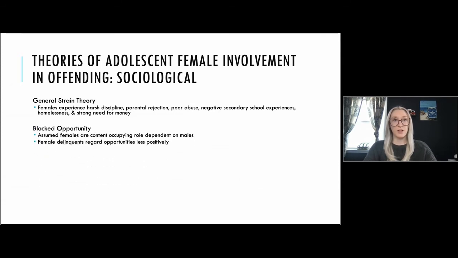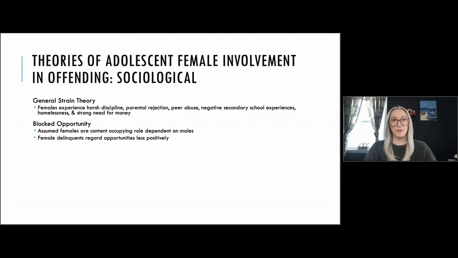We then have blocked opportunity. So it's assumed that females are content occupying a role that's dependent on males by this theory, and that female delinquents regard their opportunities less positively than males do, so that females don't feel that they have opportunities to move upwards in society, or to obtain any goals that they may have. But the theory also argues a little bit that females don't have those goals as much as males do, which I disagree with. You then have social learning.